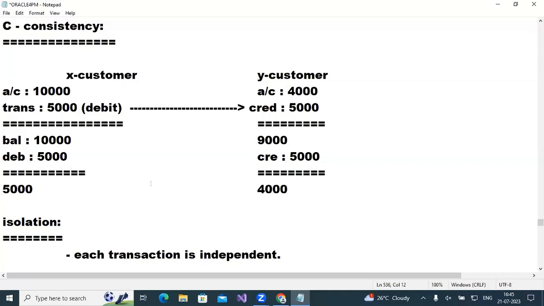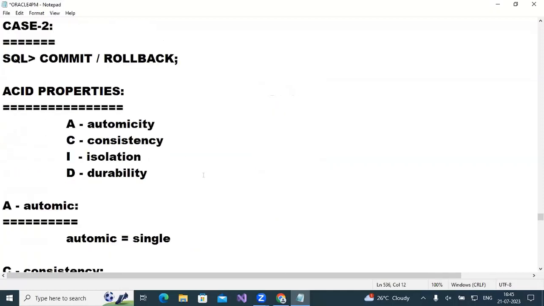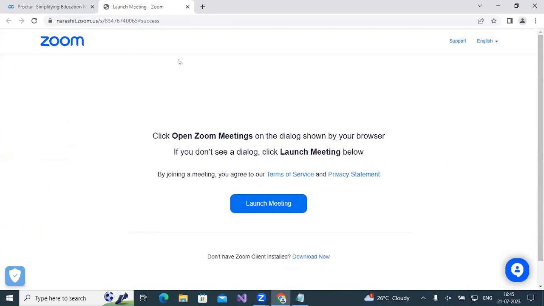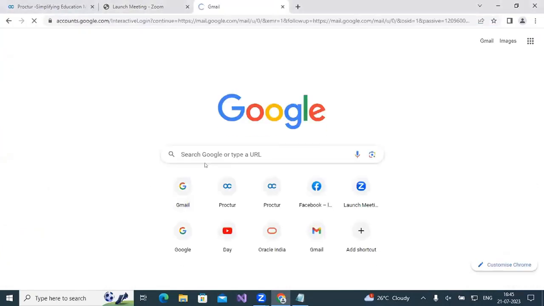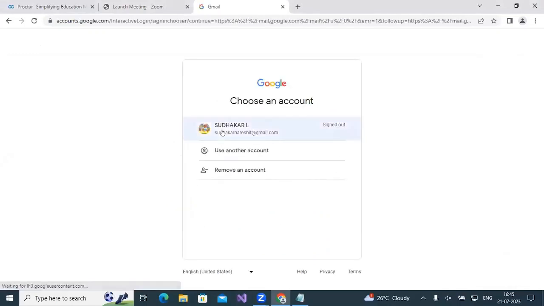Okay, now this is ACID, and this complete information I have given in the main material. You can check it out there. And these are TCL language commands, guys, what we worked on here. Check it out.